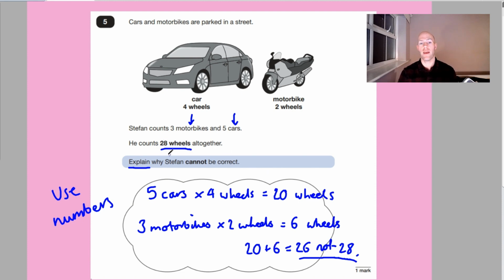He counts 28 wheels altogether. Explain why he cannot be correct. 5 cars times 4 wheels equals 20 wheels. 3 motorbikes times 2 wheels equals 6 wheels. 20 add 6 is 26, not 28. You don't need to write a big story about Stefan. Writing that maths in there and explaining why he's just miscalculated it, that's fine. That will get the mark, no problem whatsoever.